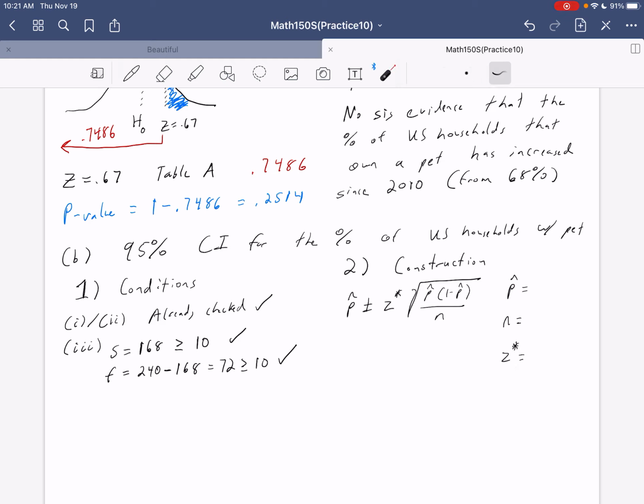So there we go. All of this first question was about running the one sample proportion procedures: first the one sample proportion hypothesis test, and then the one sample proportion confidence interval. All right, let's go ahead and take a look at question 2.